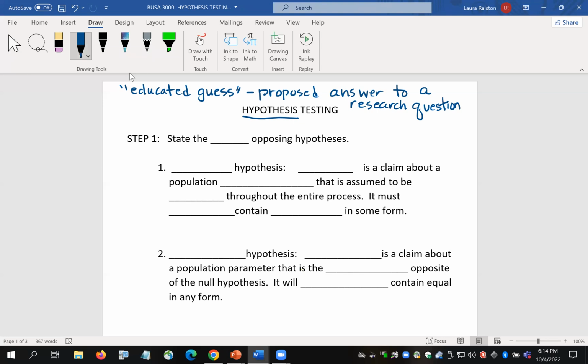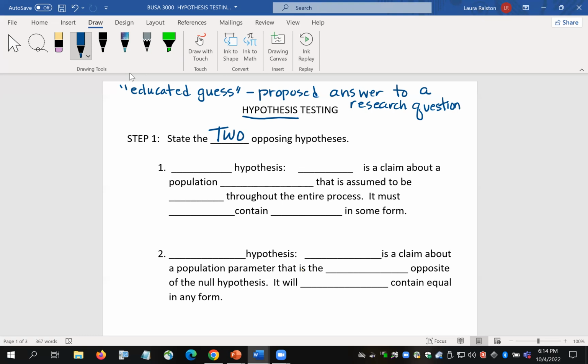And so when we are looking at those proposed answers, there are actually two of them, and that's where we begin. We begin by stating the two opposing hypotheses. Just like in a court case, we have guilty or not guilty. Okay, we're going to have two opposing hypotheses. Again, you can think about it as right or wrong, left or right, up or down. Again, they're opposing, they are opposites of each other.